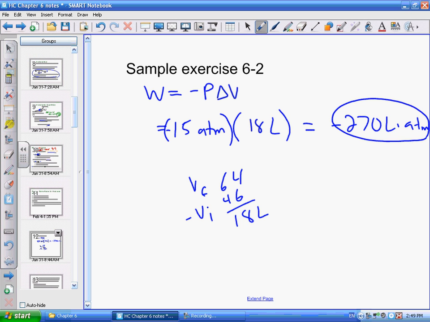Now this is a different way to express work, and we're going to deal with this a little bit later, but it's just a different way to do it. So that is one quick calculation for calculating work.